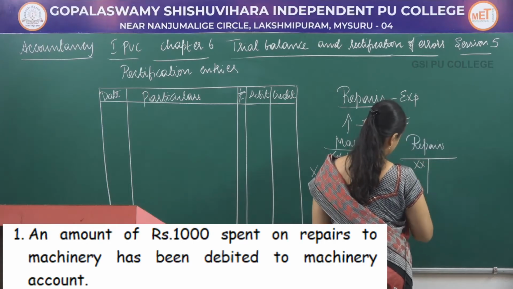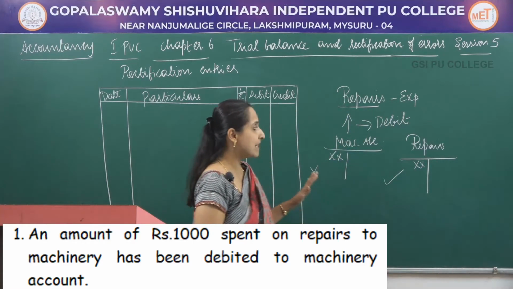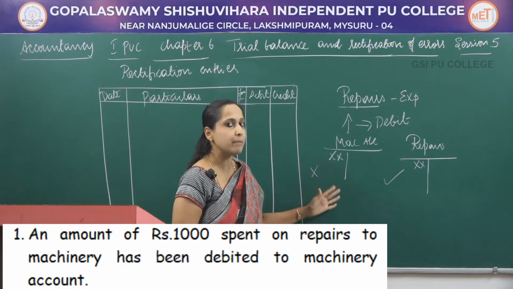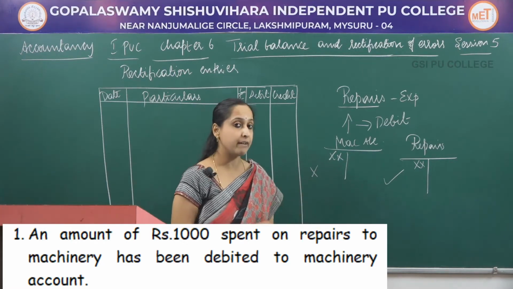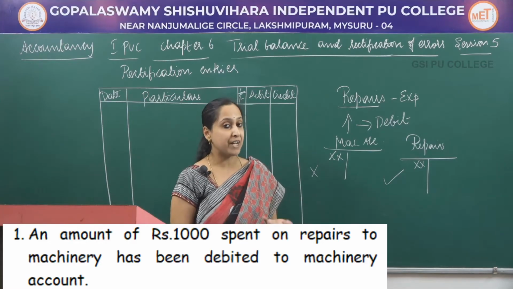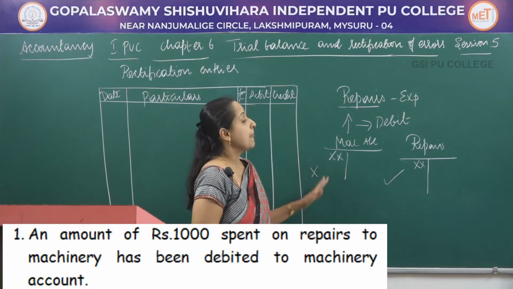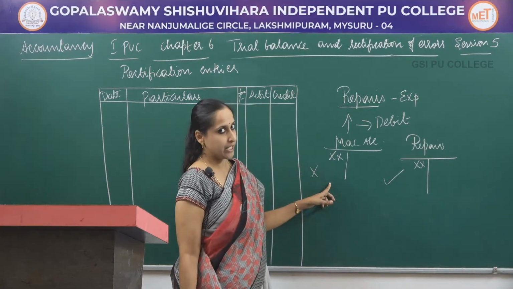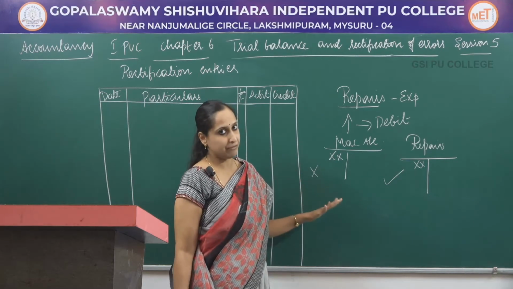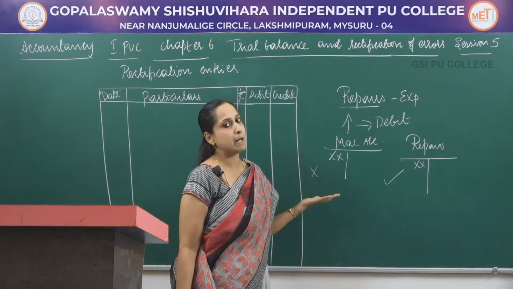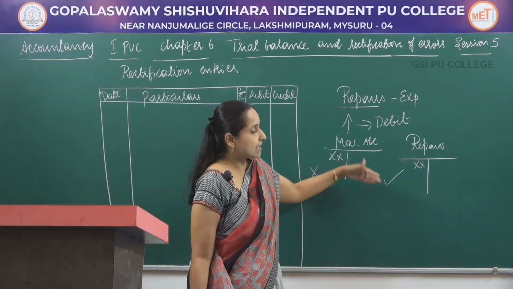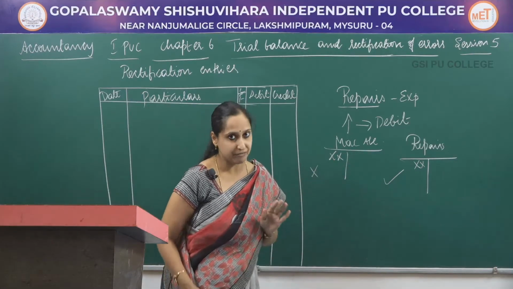So this is correct. So in the mistake, they should have debited repairs account, but instead they have debited machinery account. But now how can we rectify this error? We can rectify this error by debiting repairs account and by crediting machinery account. This error will be rectified. Since they have debited machinery, if I credit machinery here and debit repairs, the error will be rectified.